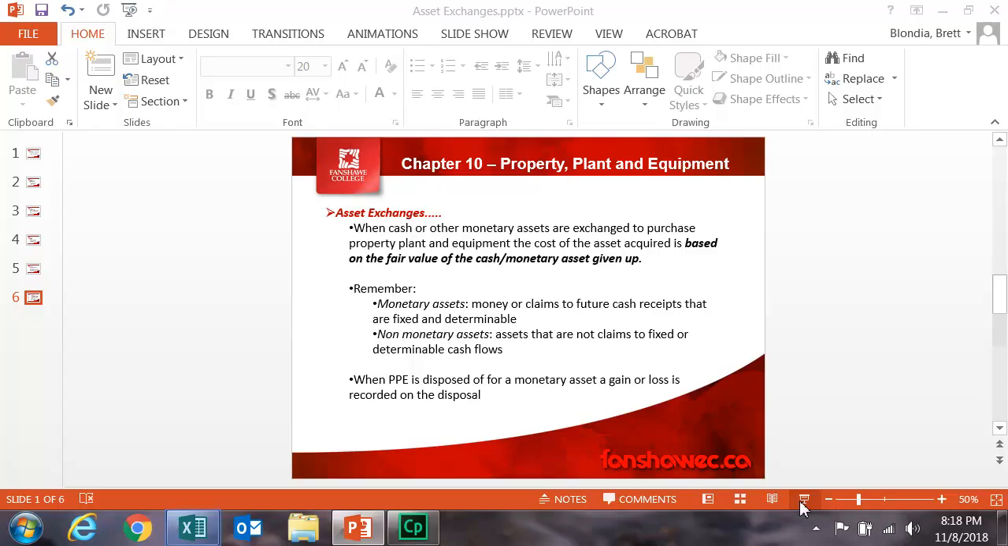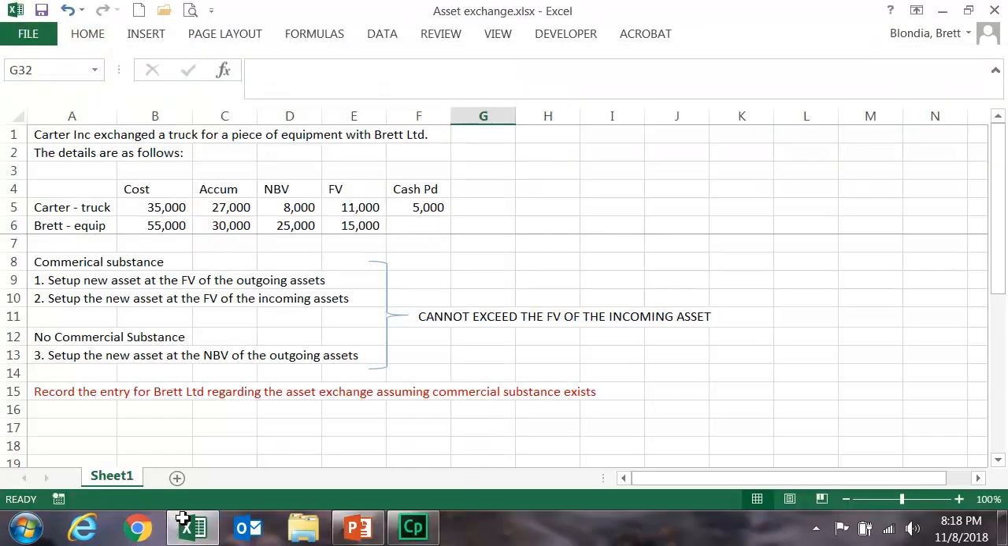Okay? So what I want to do now is take a look at one of those questions. We're going to go through several different scenarios. So we have a situation here where Carter Inc. is exchanging a truck for a piece of equipment with Brett Limited. The details are as follows.